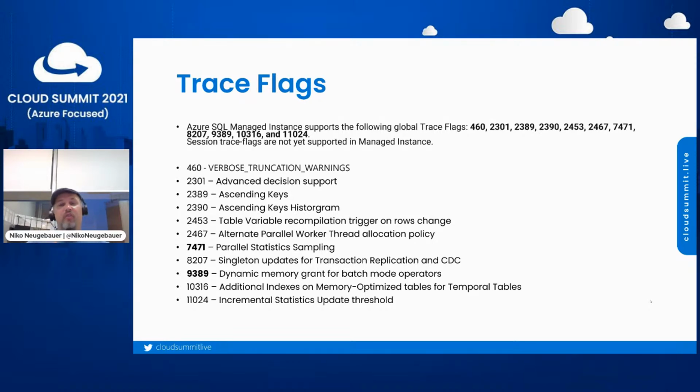But, talking to the data people, I'll just highlight two of my favorite ones. 7471, which allows you the parallel statistics sampling on the same table. So you can update statistics in parallel on the same table. Or my favorite one, 9389, which allows you a dynamic memory grant for the batch mode operations if you are using the column store indexes. So really, really nice stuff which you can tune. And there is no T-SQL for these functionalities currently.